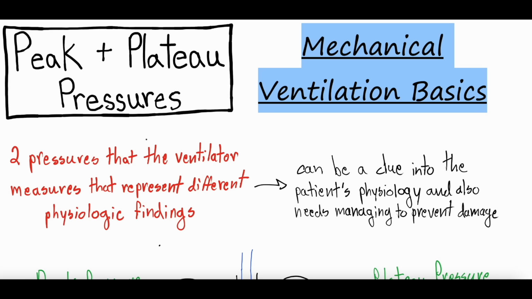These are 2 separate pressures that the ventilator measures. And the reason they're separate is because they represent different physiologic findings, right? The measurement they are taking represents 2 distinctly separate things. The nice thing about peak and plateau pressures is it can give us a clue into the patient's physiology. In addition to that, we need to manage these pressures. We don't want them to go too high because they can cause damage, things like barotrauma, where the lung gets too distended, the alveoli get too distended, and as such they get damaged. But to further understand some of these concepts, it really is helpful to dive into what these pressures are representing.